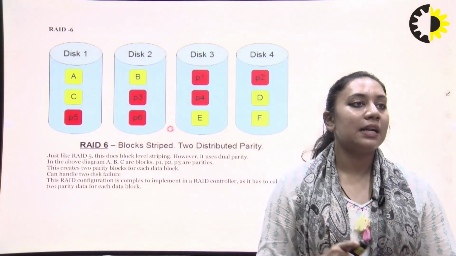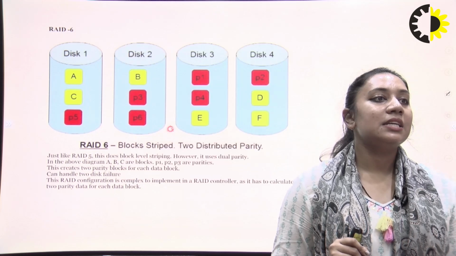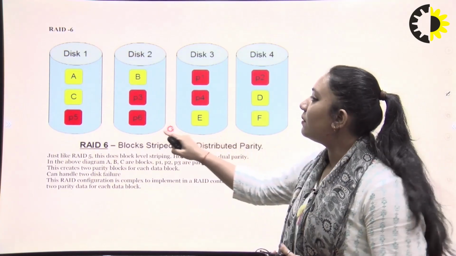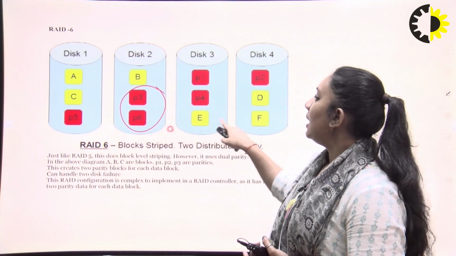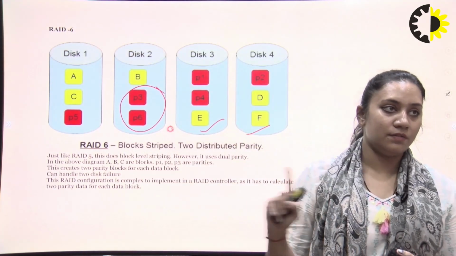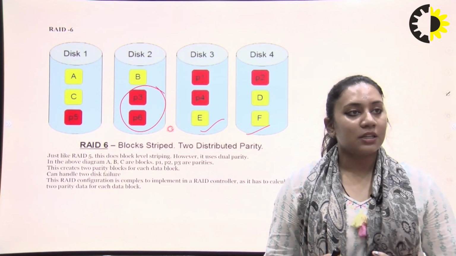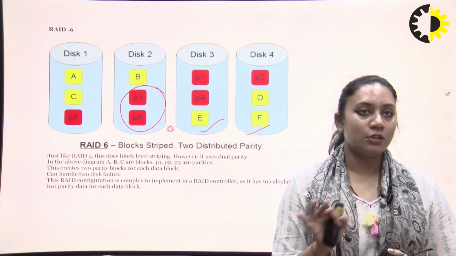Next, we have RAID level 6. RAID level 6 is block striping with two distributed parities, right? As you can see, we have two distributed parities on each level of disks. Just like RAID level 5, this does block level striping, however it uses dual parity.